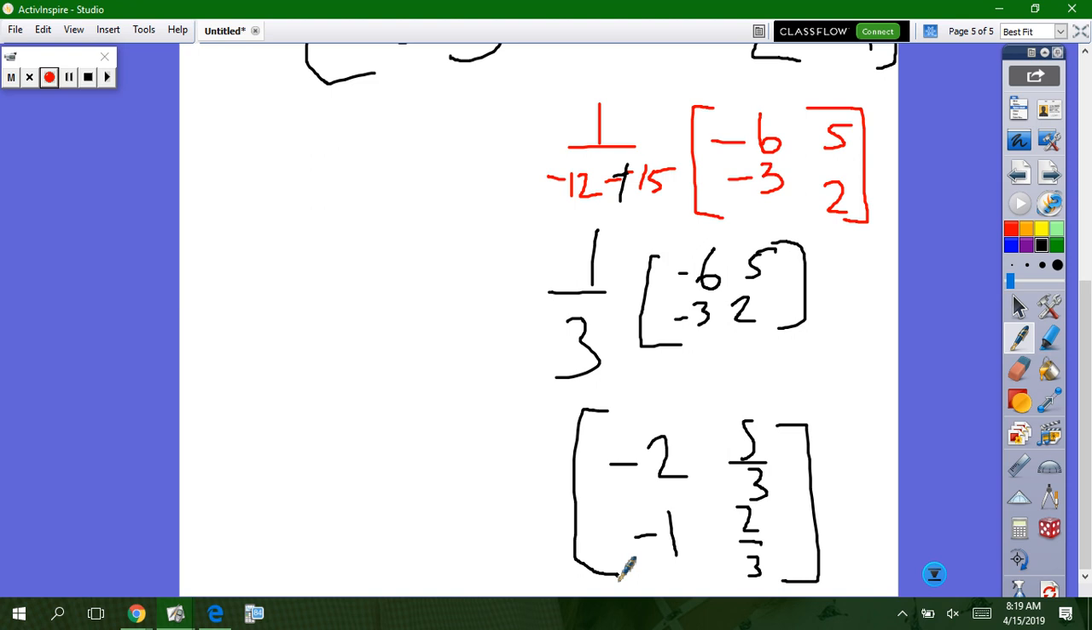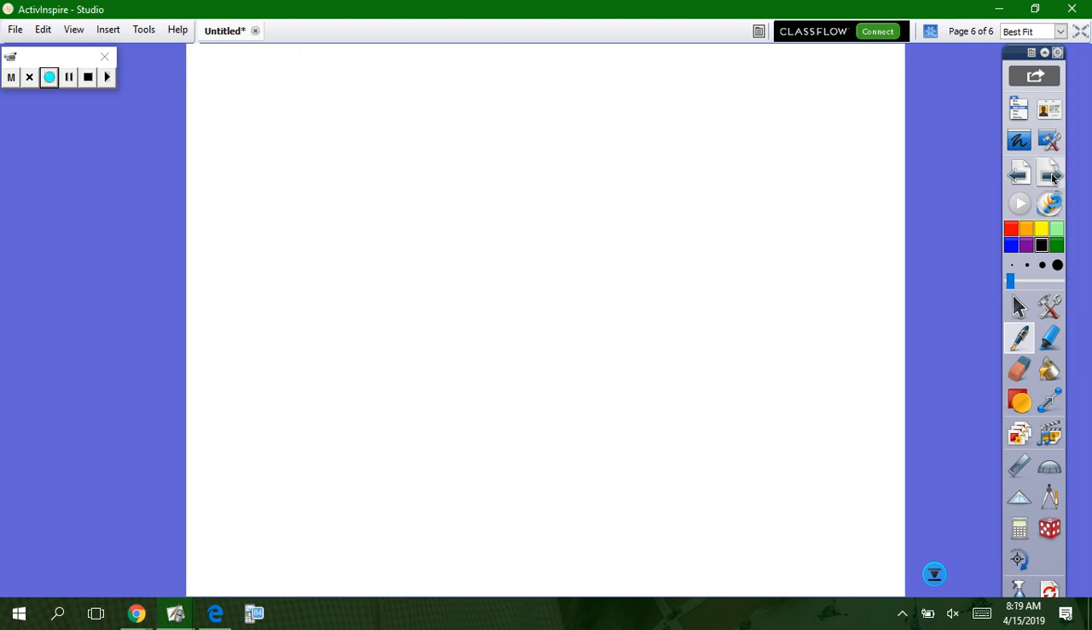Do you guys think that was a lot quicker than attaching it to the identity and doing reduced row echelon form? Yes. Now remember, that can only be done on a 2x2. It cannot be done any other way. It has to be a 2x2. Really, our goal today is finding inverses and using those inverses to solve equations. Okay? We can do one more example.